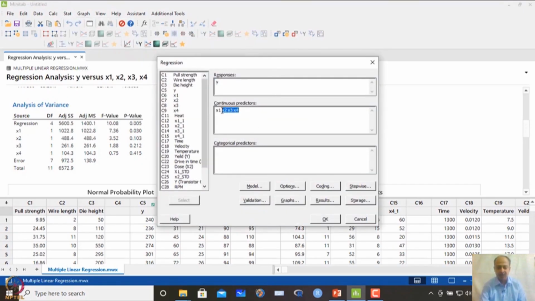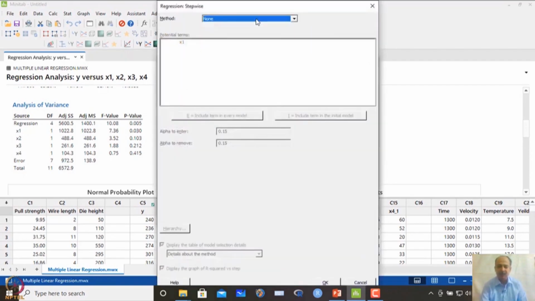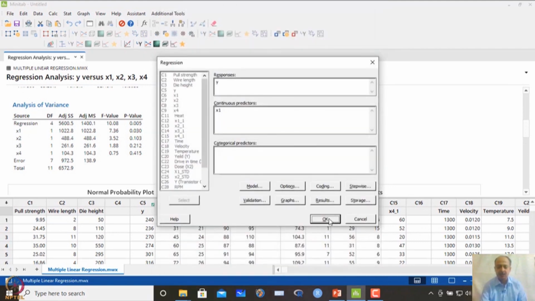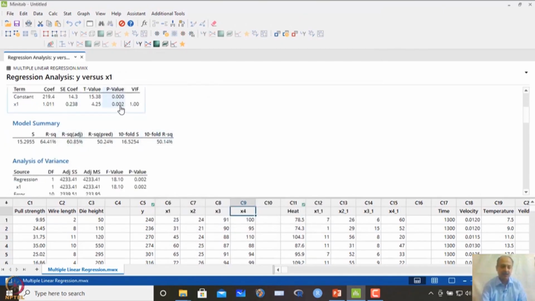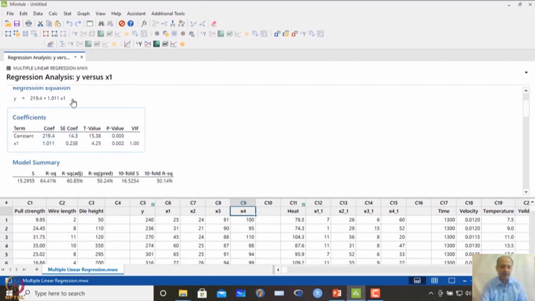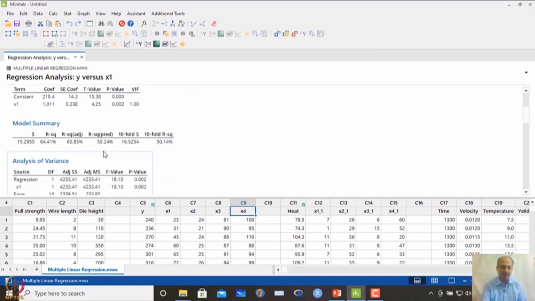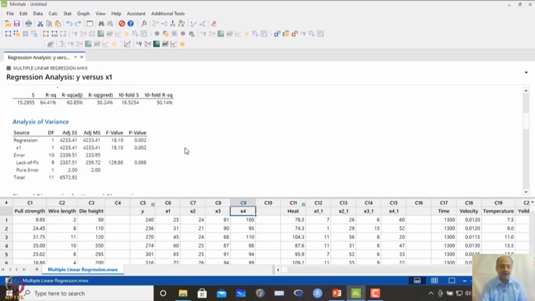So I remove the variables which are not significant and regress only x1, with stepwise regression set to none. I click OK and see the performance of that model. x1 is significant, as shown by the regression coefficient, and the equation is also given, but the explained variability is much less. Adjusted R square is around 60.85 and tenfold cross validation is about 50%. Now there is somewhat of a match between cross validation and adjusted R square, somewhat close, but still I feel something more can be done.